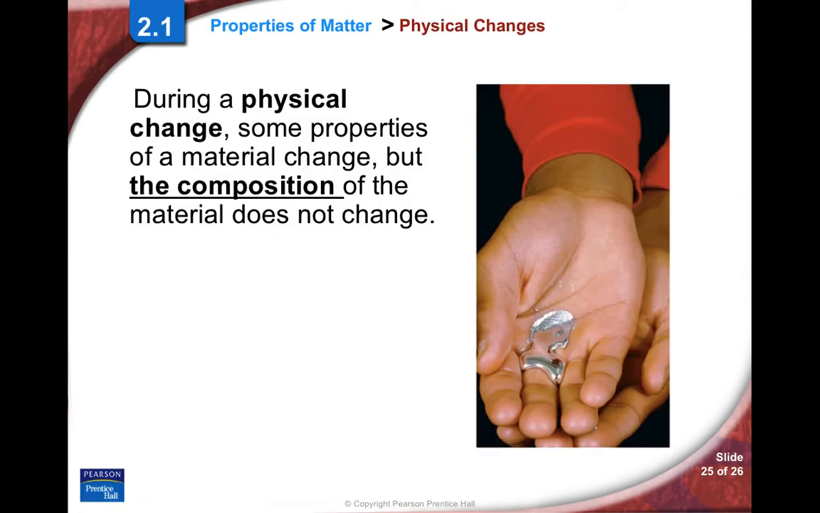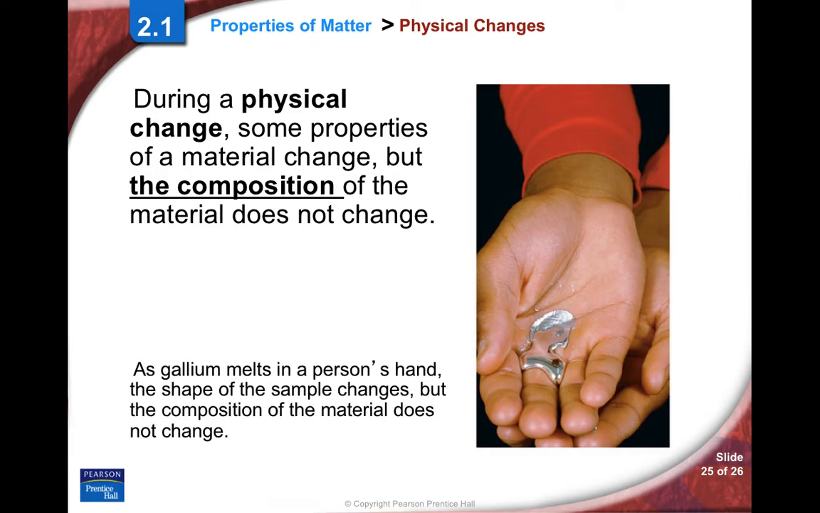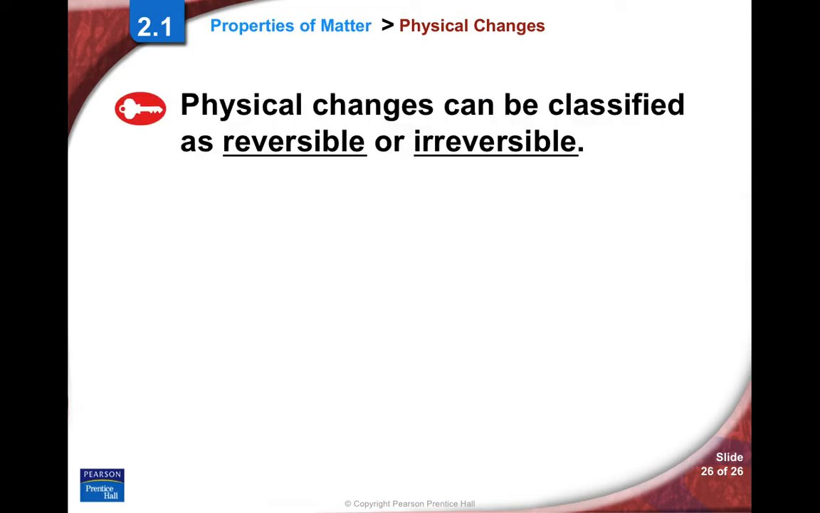So some of the properties may change, but the composition doesn't change. Gallium is one of the elements on the periodic table that actually has a melting point lower than your body temperature. And if we were together, I'd bring in a sample of gallium and show you. It will melt in my pocket, kind of like chocolate, but don't eat it.